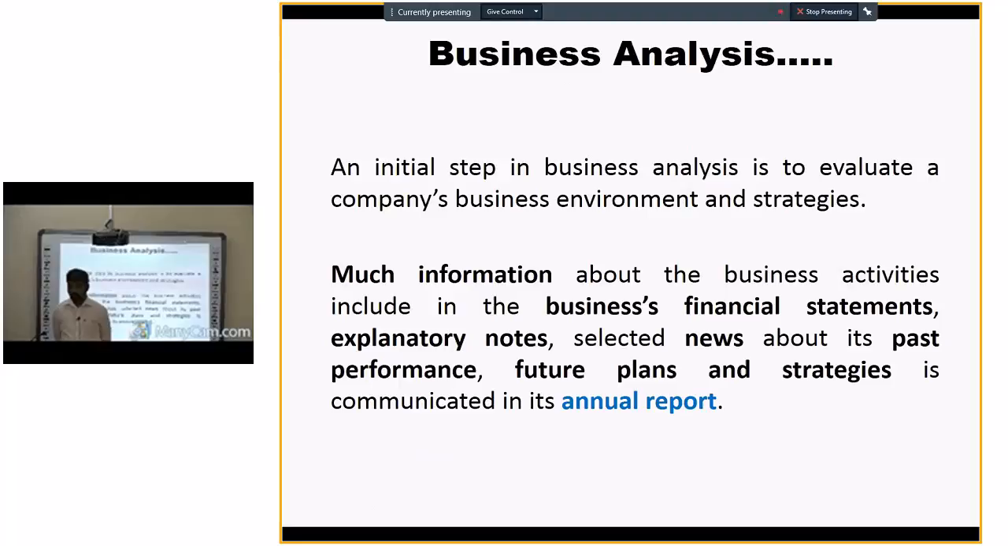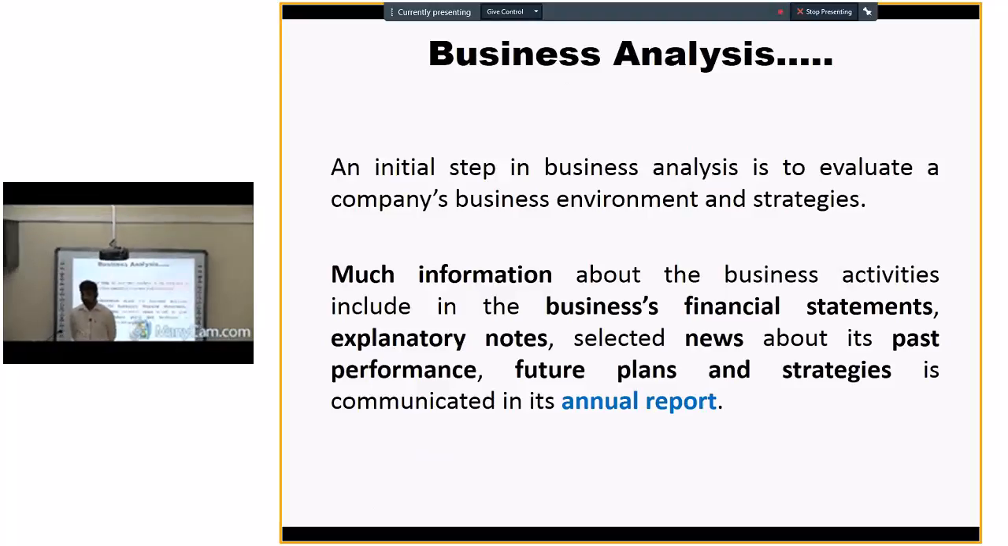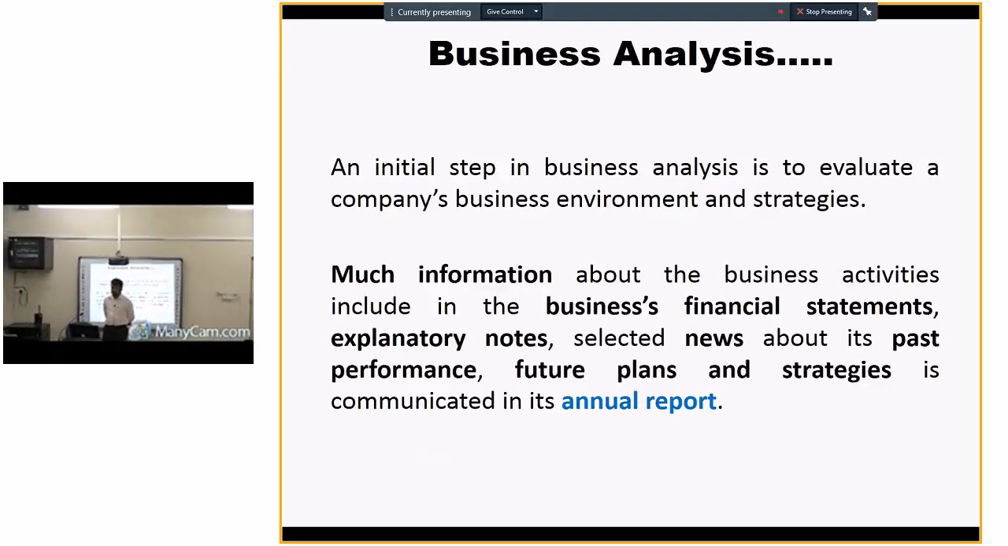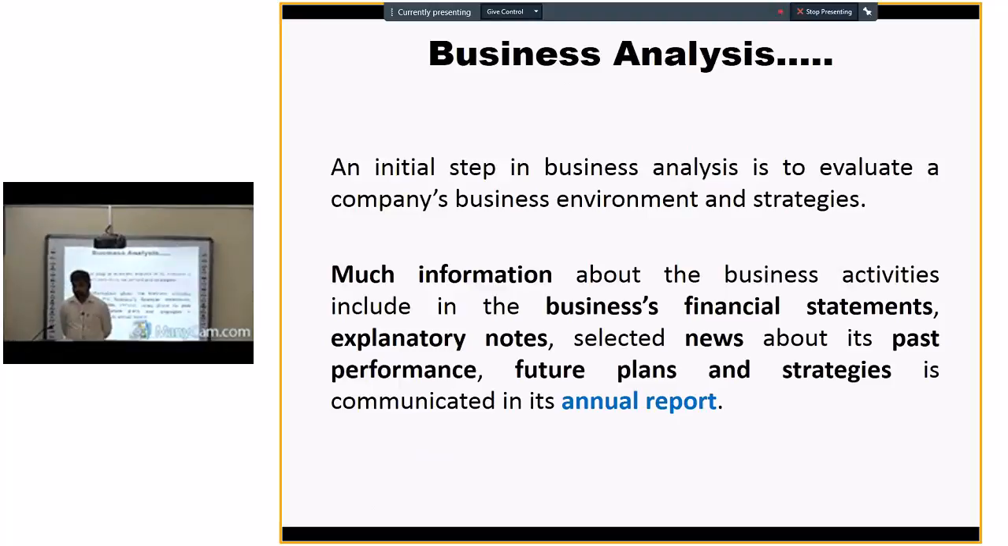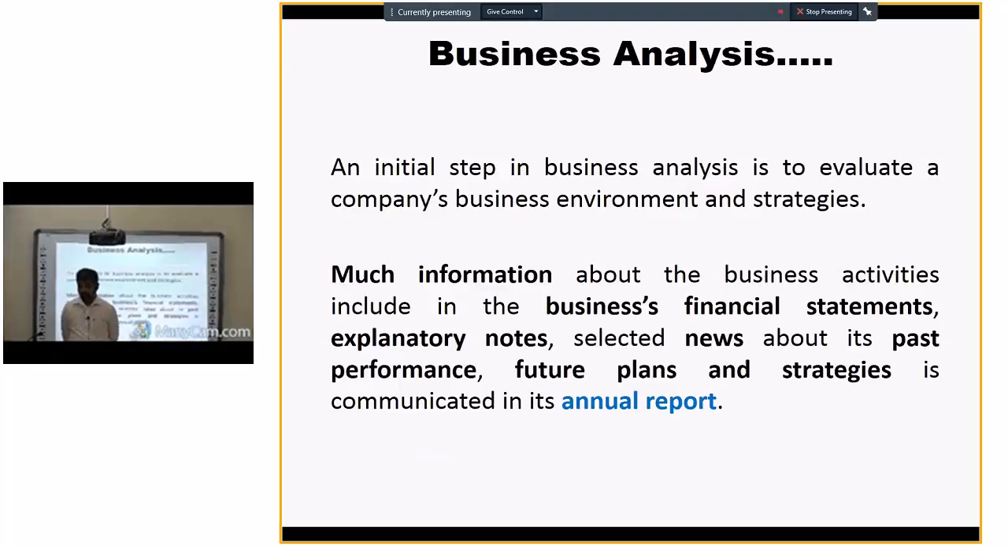An initial step in business analysis is to evaluate a company's business environment and strategy. Much information about the business activities is included in the business's financial statements, explanatory notes, and selected news about its past performance, future plans and strategies. This is communicated in its financial statements or annual reports, right?